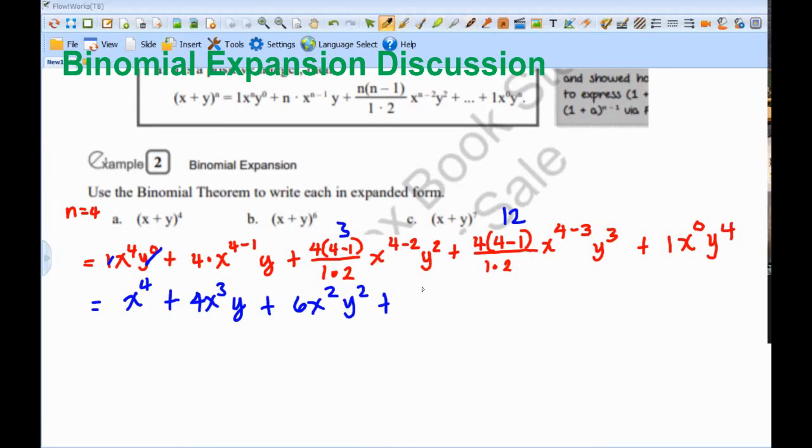So plus 4. Wait. 4 times 3 is 12, right? 12 divided by 2. Should be 4, right? That should be 3. Let us see again the formula.